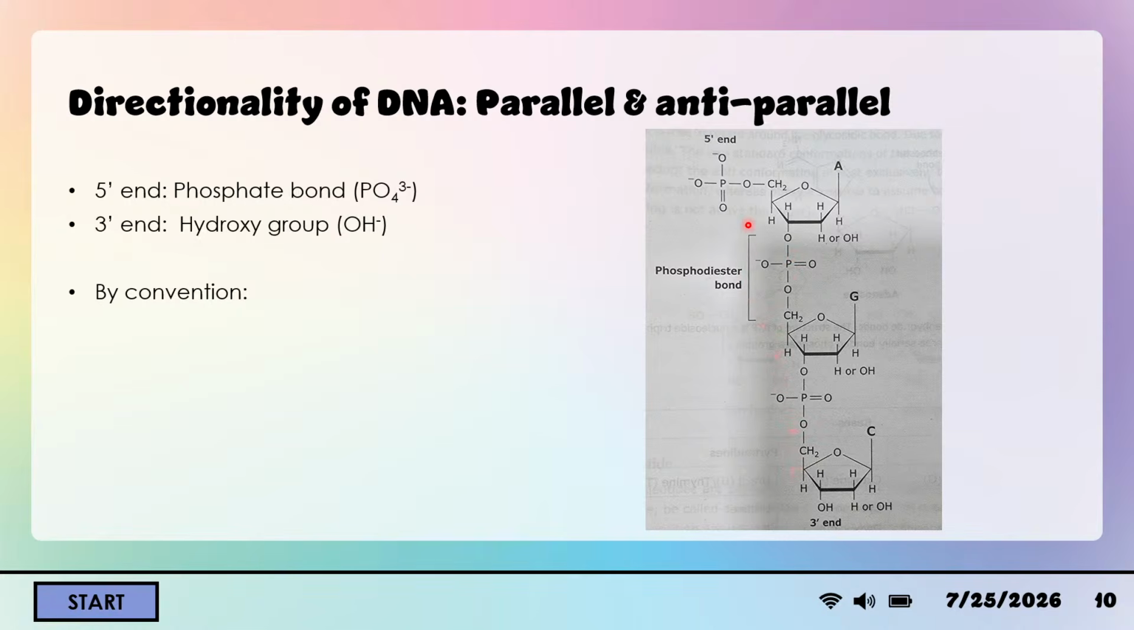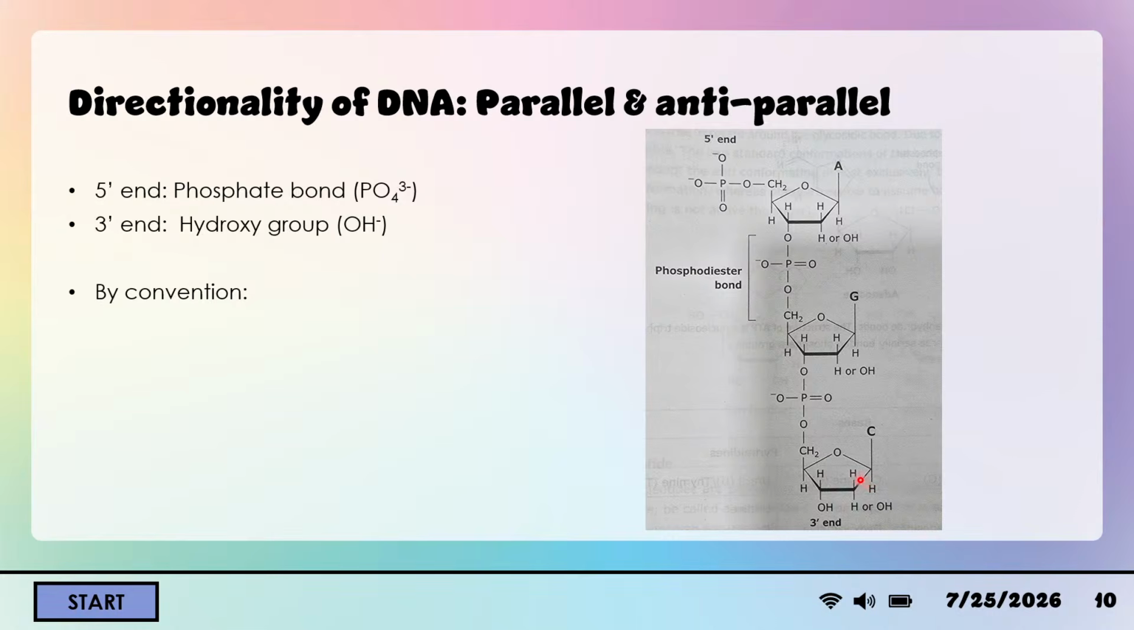If you look at this particular end on the top, this is the phosphate ion, as we learned in the earlier slide. And this particular phosphate bond is present, and this particular end is known as the 5' end. So the part of the DNA which has the phosphate ion will be termed as the 5' end, and the hydroxyl group which is present on the other part will be termed as the 3' end.